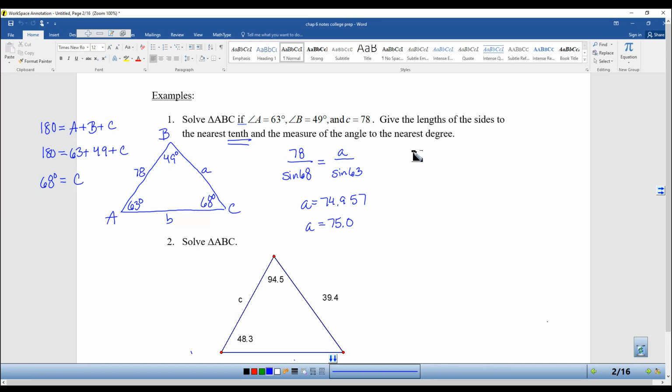I could use a again now that I know it, but it's better not to use pieces that you just figured out. Always use what was given. I guess the 68 wasn't given, but it was much easier to find in order to do another part. So I'm going to go back to this c over sine C one to get my b.